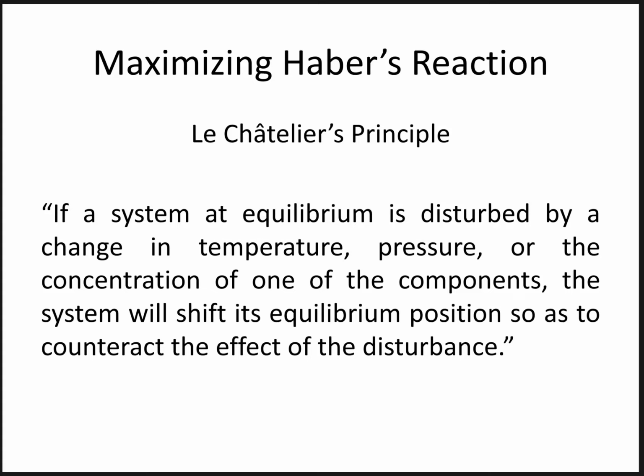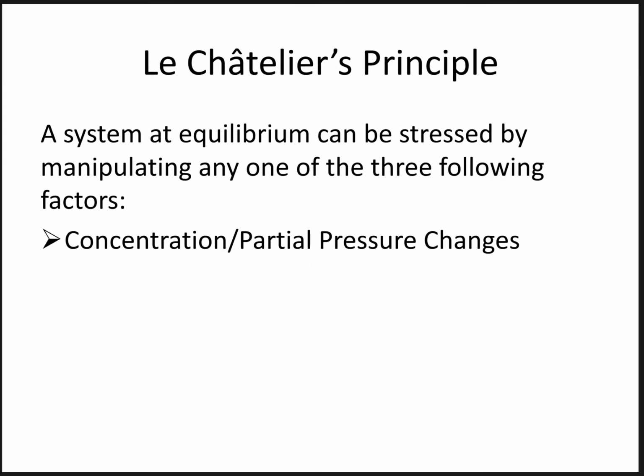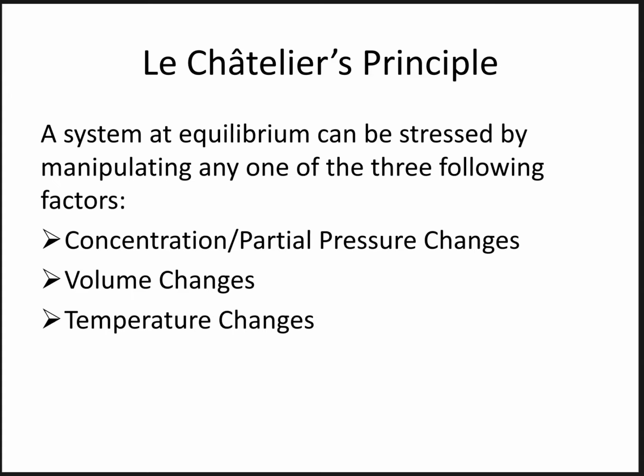So if you've got a reaction at equilibrium, you do something to it, forces it out of equilibrium, what happens is nature's going to reestablish equilibrium. It's going to find that new balance. And so we can stress chemical equilibrium in a number of ways. And there are three ways. So changing concentrations or pressures, causing volume changes in gas phase reactions, and introducing temperature changes. These are three ways which we will stress chemical reactions to cause or force a reaction to move in one direction or another.